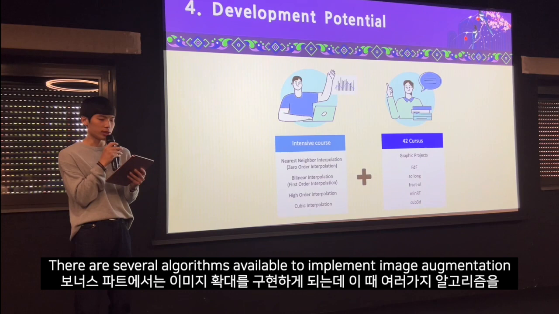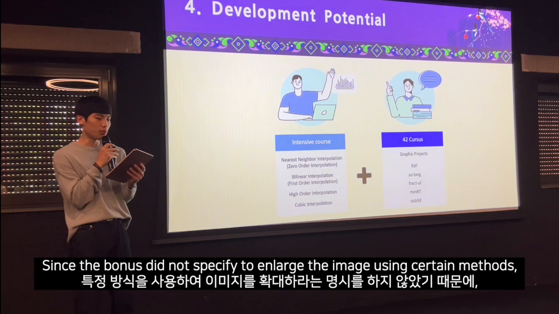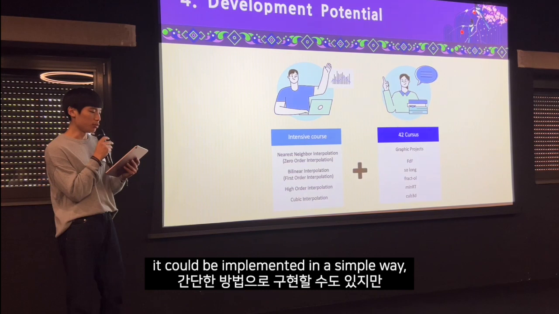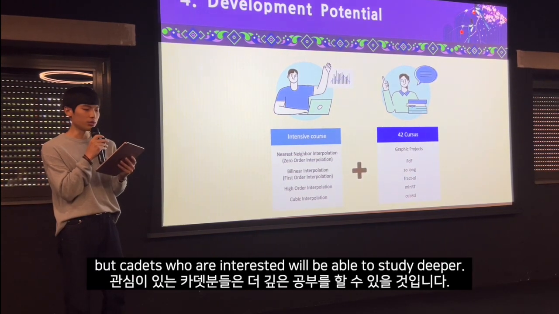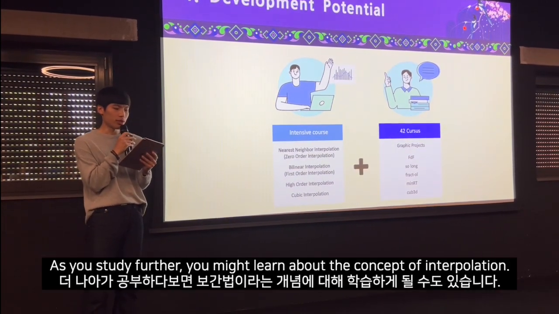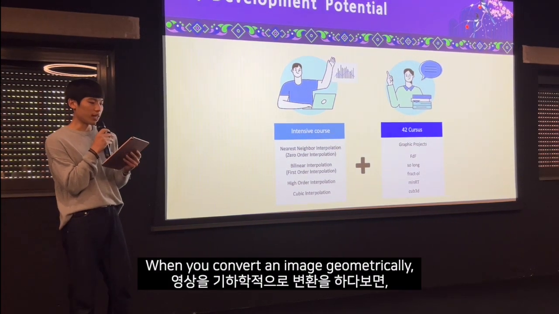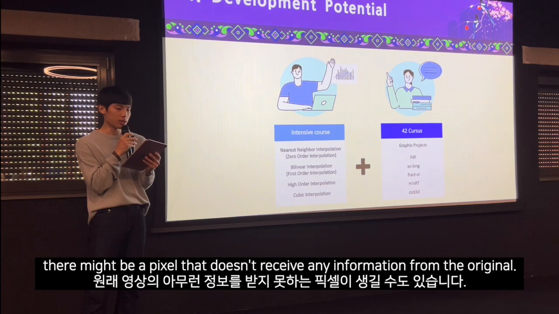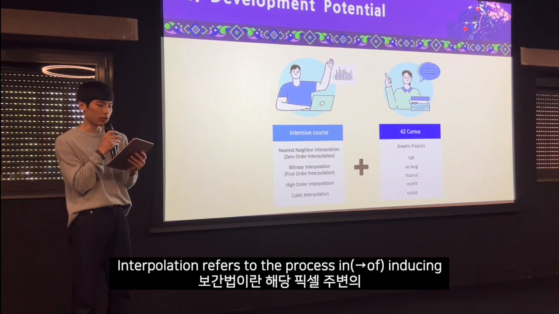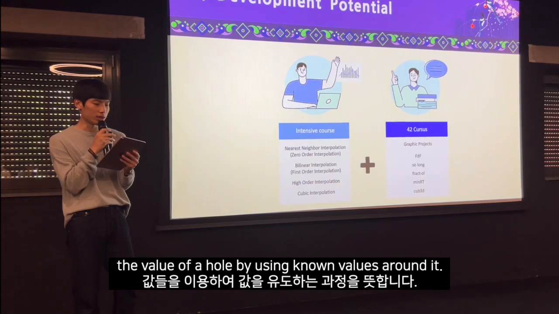There are several algorithms available to implement image augmentation in the bonus part. Since the bonus did not specify enlarging the image using a certain method, it could be implemented in a simple way, but cadets who are interested will be able to learn deeper. As you study further, you might learn about the concept of interpolation. When you convert an image geometrically, there might be a pixel that doesn't receive any information from the original. Interpolation refers to the process of inducing the value of a whole by using known values around it.